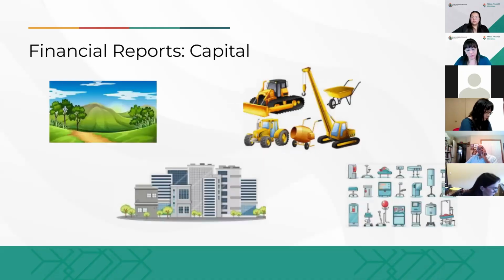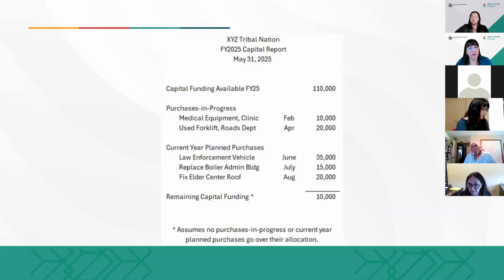So if we move on to the next report, capital, you may see a capital report. Capital, you're generally talking about land, buildings, and equipment. So it's your bigger purchases. If we move to the next slide, here is an example of a capital report for the current year. It starts on top with capital funding available for the current year, and then goes into purchases that are in progress, and then current year planned purchases. This is basically just to keep council aware of what is going on with the different capital purchases, what that plan was, and how that's moving along, keeping them informed.